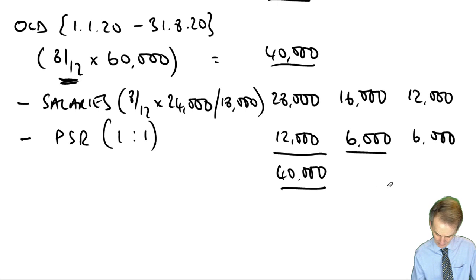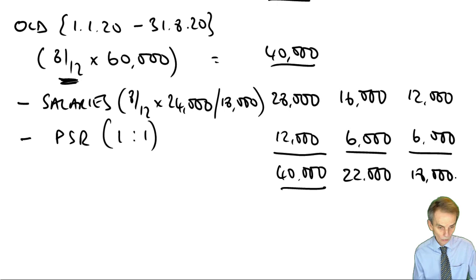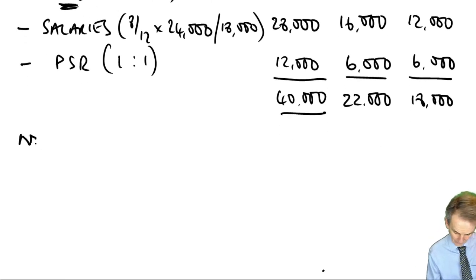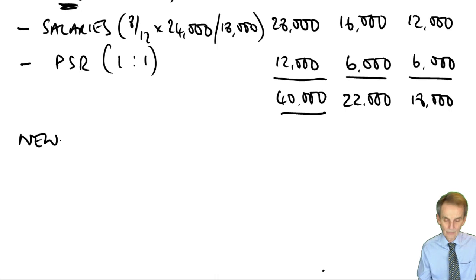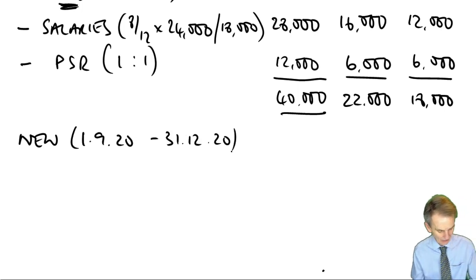We have got so far £22,000 allocated to partner A and 18,000 allocated to partner V. So that's the old agreement up until the 31st of August sorted. All we need to do now is to record the equivalent information for the period for which the new agreement ran, and that of course was from the 1st of September 20 through to the end of the accounting period, the 31st of December 20.